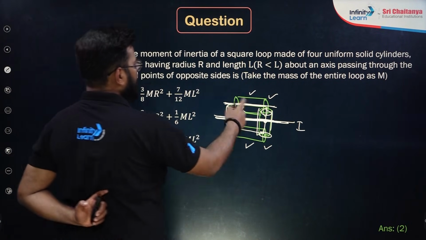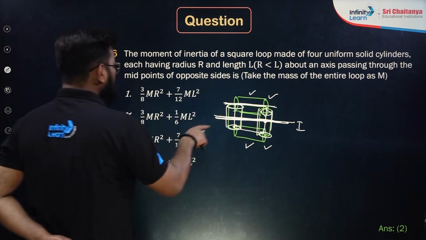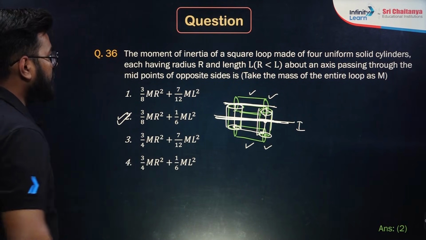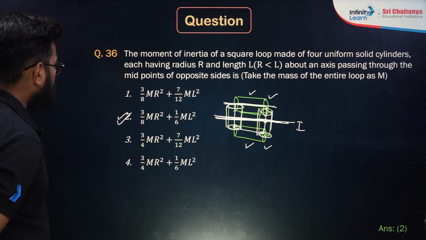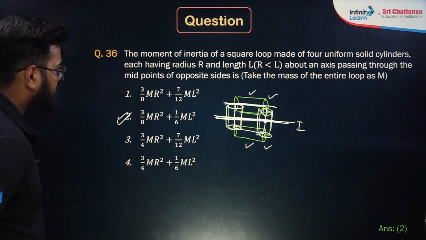Take the mass of the entire loop as m. Okay, so for the entire loop also, you will have to distribute the mass equally, correct? So masses also will be taken into picture. Based on that only you will get this answer.